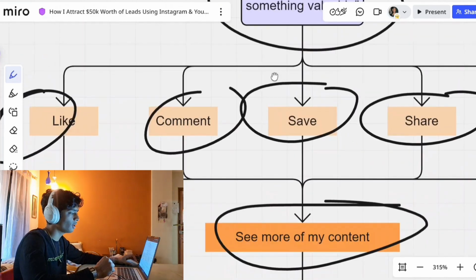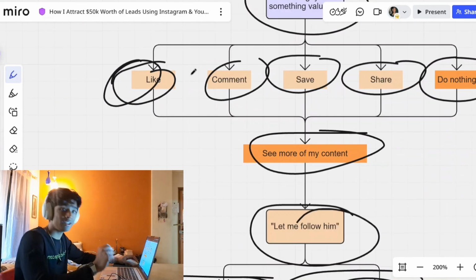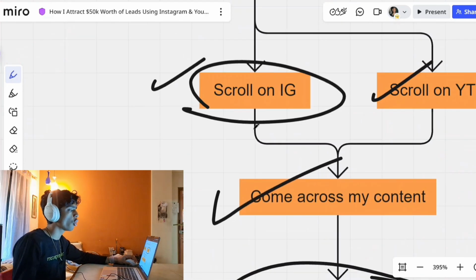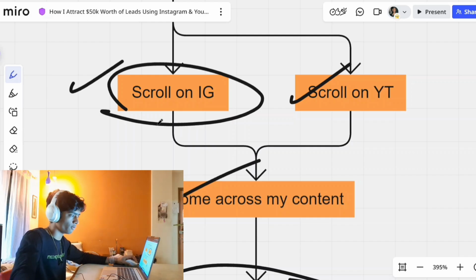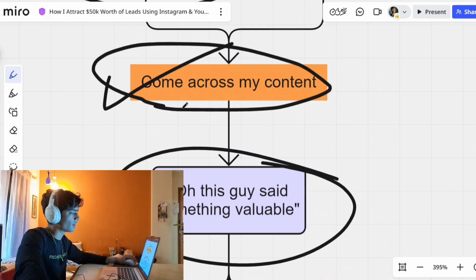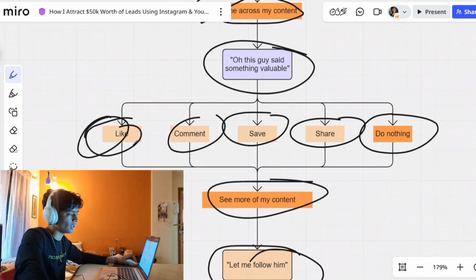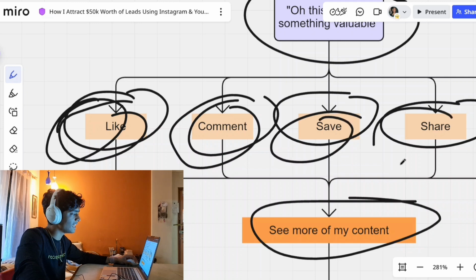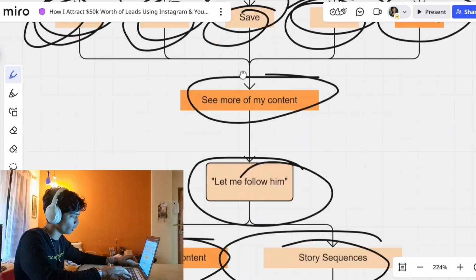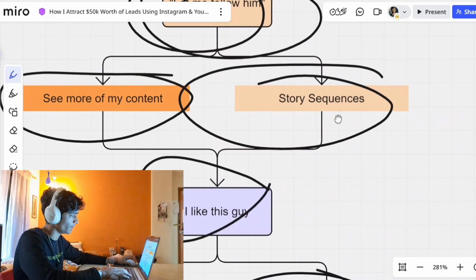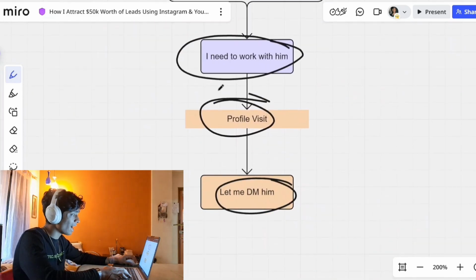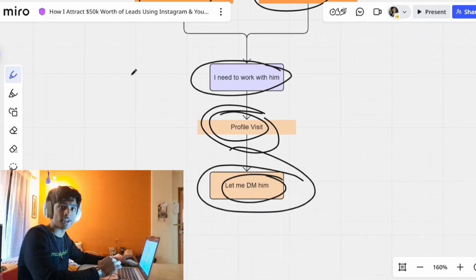Now, if you look at this, I have color coded this at a light orange transparency. The reason why is because these are the metrics which can be tracked. You cannot track how many people scroll on IG who specifically see your profile. There is no point in even trying to track all of this. You can technically track how many people come across your content by impressions, but that's not really important. You can track how many people like, comment, save, or share your reel. That's going to show you audience intent. Do people actually care about you? You can track the amount of followers you get, the amount of people who see your story sequences, the amount of profile visits you get, and the amount of DMs you get and what kind of DMs you get.